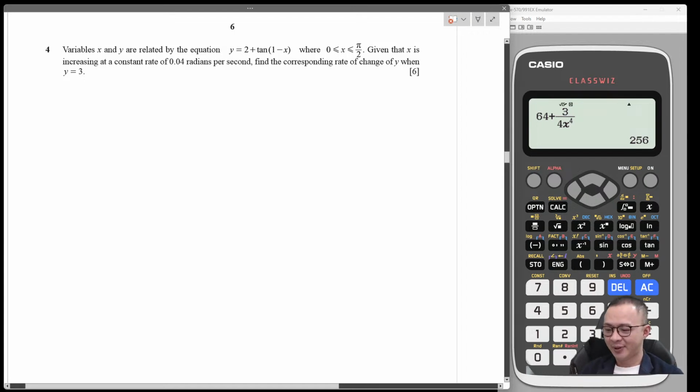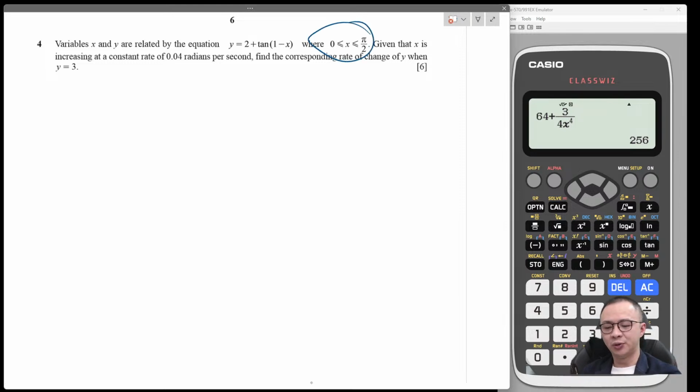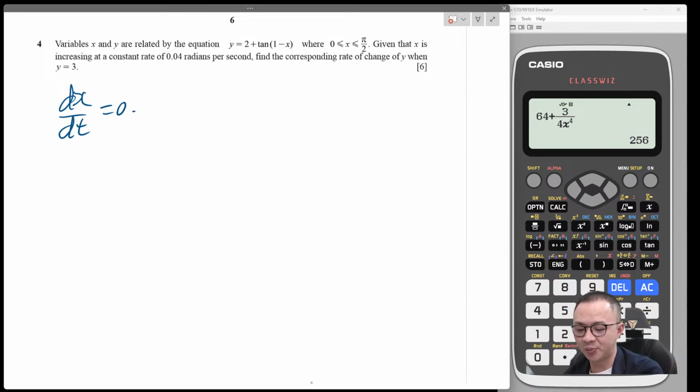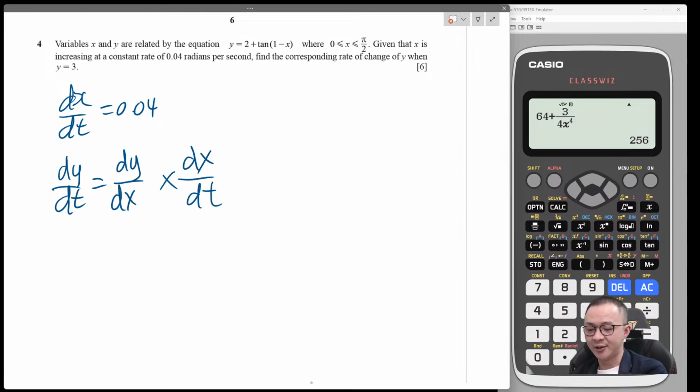Okay. Yup. Then number 4. We have some x and y related by this equation, for 0 to 90 degrees, pi over 2. Given that x is increasing at this rate, so I know this rate of change already, dx/dt is 0.04. Find the corresponding rate of change of y when y equals 3. So they want to find dy/dt. I will need to form the chain rule by myself. This is dy, this is dt, and here must be dx and dx. I want to know when y equals 3, what is the x value for me to substitute into my dy/dx first. So I will substitute y equals 3 into my equation.